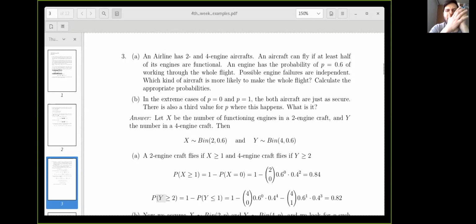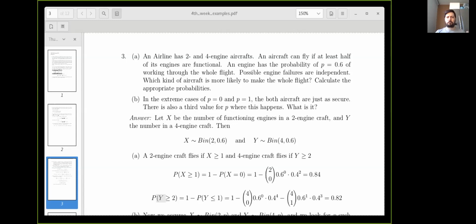And now it's fixed. So the probability that Y is greater than or equal to 2 is 1 minus the probability that Y is smaller than or equal to 1. So you have to subtract both the 0 case and the 1 case. In this case, I used a calculator. So we get 0.82. So in fact, the 4-engine aircraft is less reliable. It's got more engines, but because half of them must be functioning, it's less reliable because it fails after 2 failures out of 4.